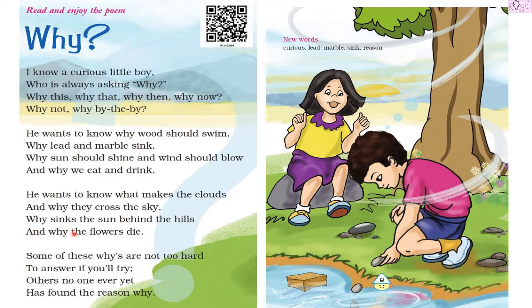Next he wants to know why the sun sinks behind the hills. When we see the sun setting, we see that it sits behind the hill. So where does it go? The little boy wants to know this. And why the flowers die. He also wants to know why after a point of time flowers die.